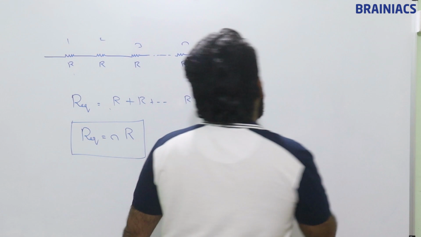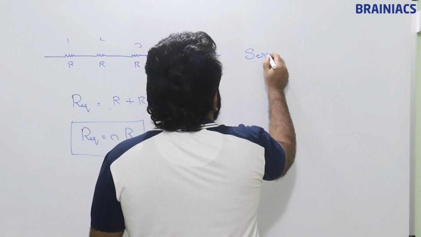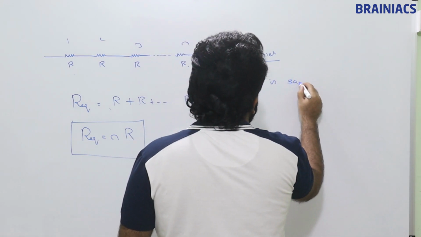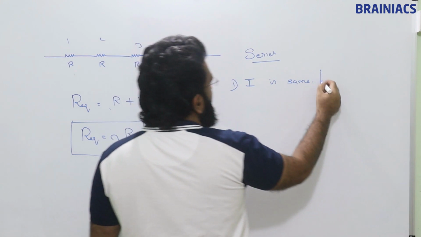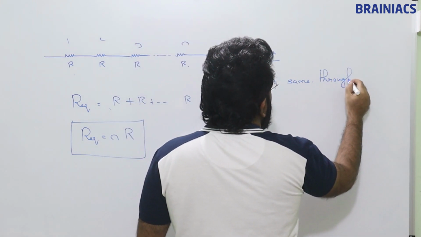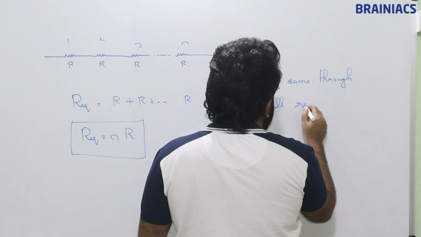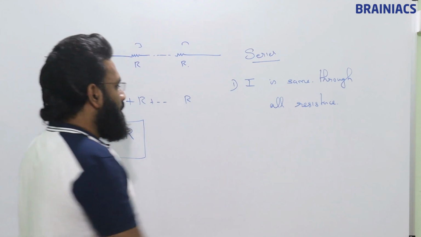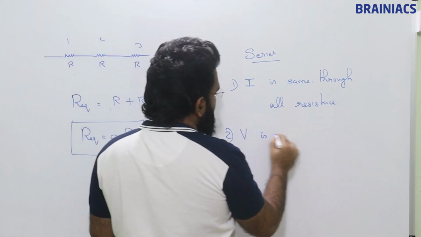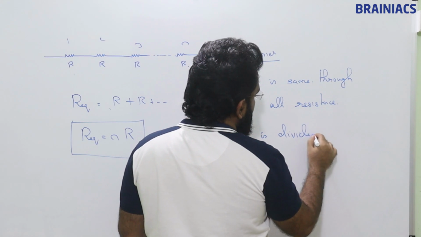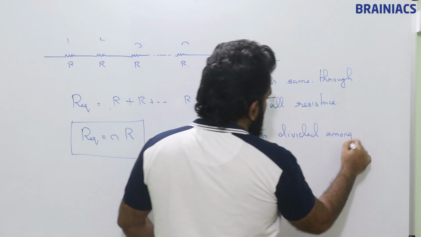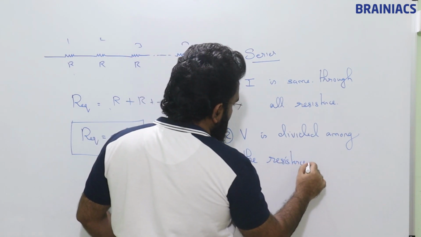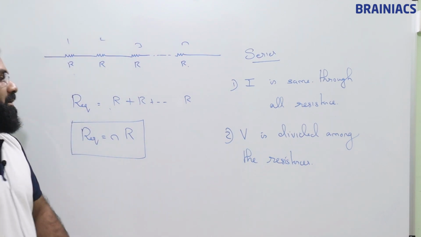Okay, so here in series connection, current is the same. Current is flowing through all resistances. In what situation? In series connection. But voltage is divided among the resistances. Voltage is divided among the resistances.